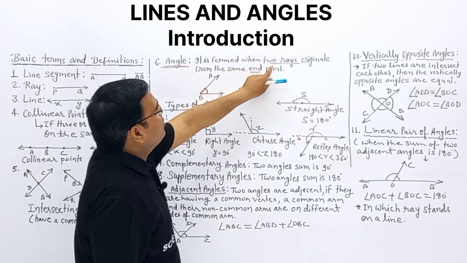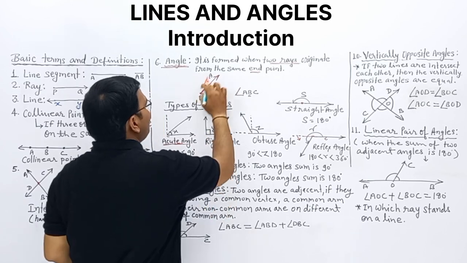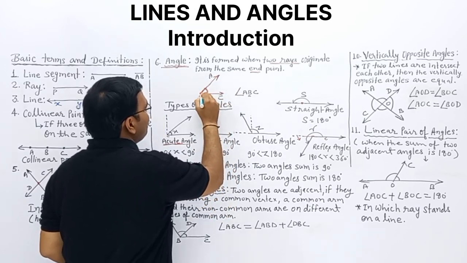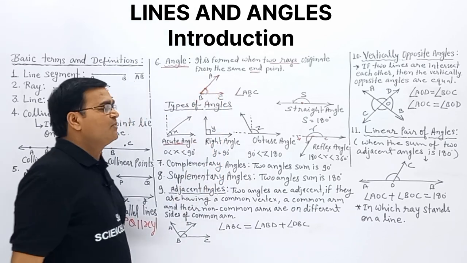So angle is what? When two rays originate from the same endpoint, two rays BA and BC, both rays are originating from this point, and the originating point is making what? Angle. Clear?